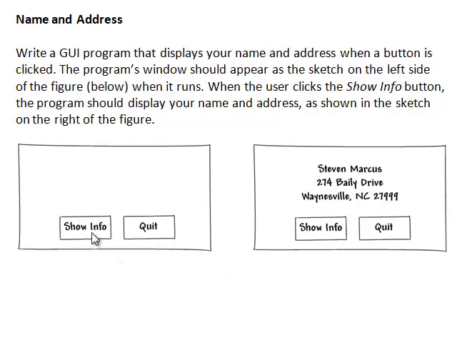And when the user clicks the Show Info button, the program will display your name and address as shown here in this sketch on the right. So you click the Show Info button and the information is displayed on the window. And obviously when you click the Quit button, the program will end.